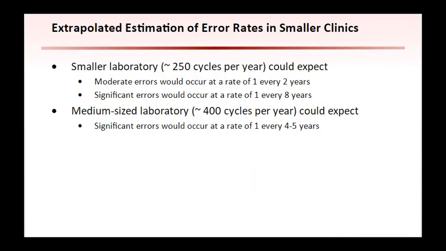The frequency of these occurrences could be extrapolated to smaller and medium-sized clinics, such as those performing approximately 250 or 400 cycles per year, and allow estimation of the annual number of moderate or significant errors. A smaller-sized clinic would therefore expect a moderate and significant error once every 2 and 8 years, respectively. Using the same logic, a medium-sized clinic would expect a significant error once every 4 to 5 years.